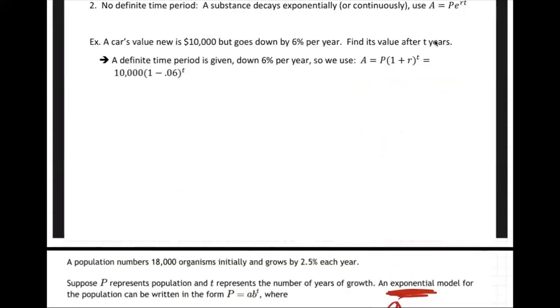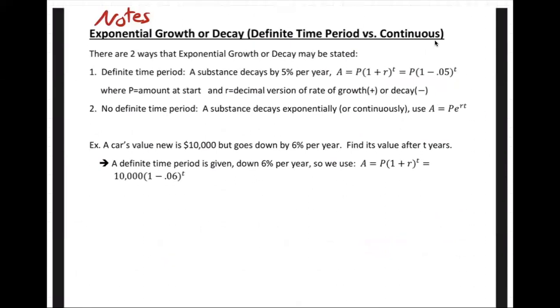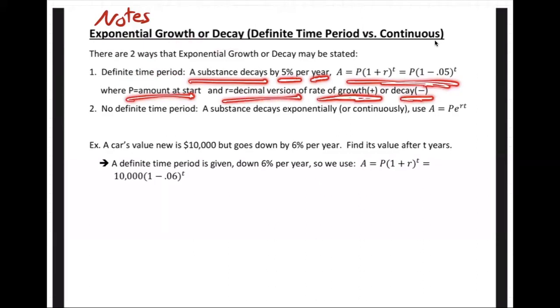Well, right here's the class notes, and I'm explaining exponential growth or decay, definite time period versus continuous. There are two ways exponential growth may be stated. They can say it two different ways in our homework and on the next exam, so be aware. One, they can give a definite time period, like a substance decays by 5% per year. You would use this formula. P is the amount at the start. R is the decimal version of the growth rate, positive or negative.